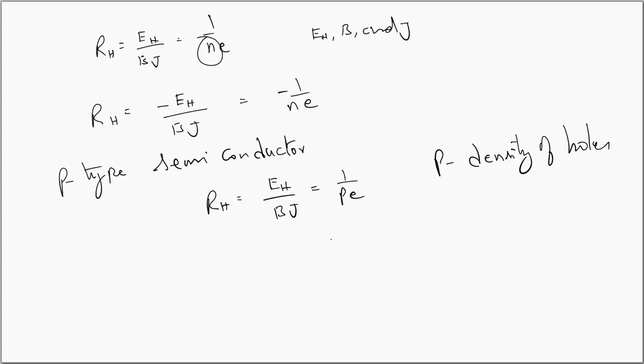In the case of electrons, the electric field is established opposite to the direction of the deflection. So we have written Hall coefficient as minus 1 over Ne. And in the case of p-type semiconductors, we have written the Hall coefficient as 1 over Pe, where P is the density of holes in the piece of semiconductor.